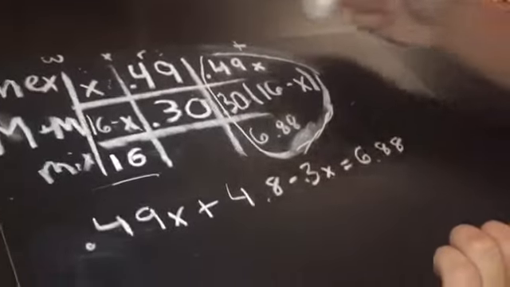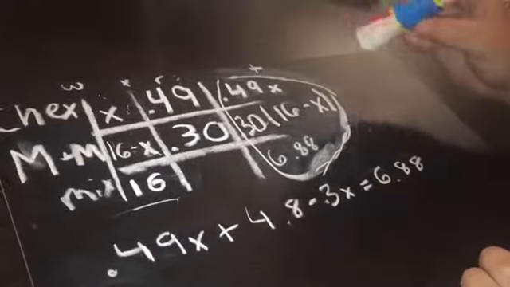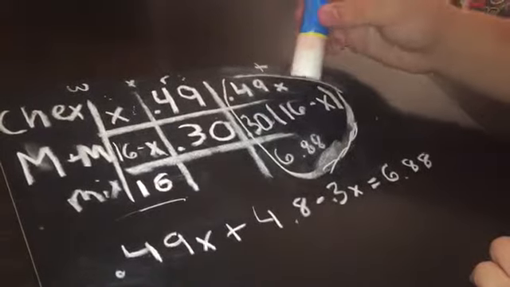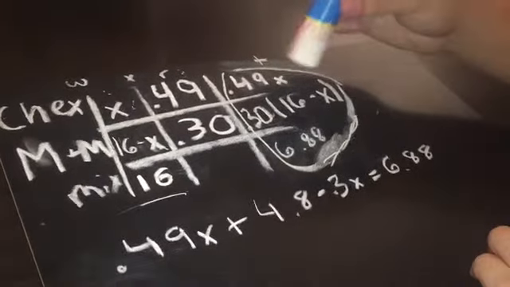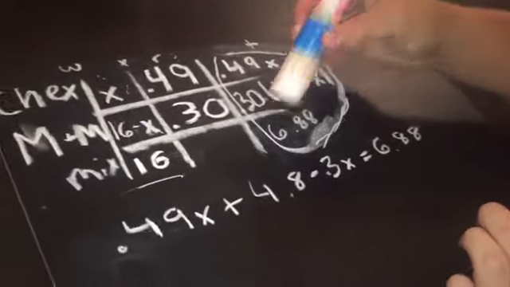For our equation, we are going to say that 0.49x plus 0.30 times (16 minus x) is going to equal 6.88.